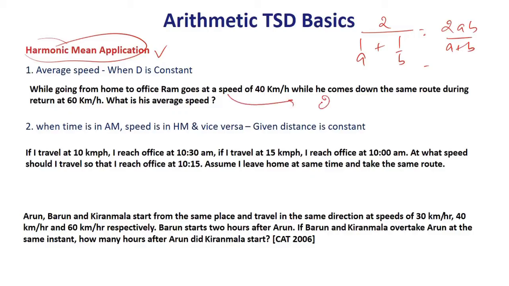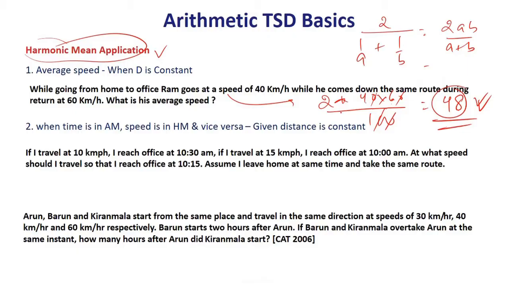So you just apply it here: 2 into 40 into 60 upon 40 plus 60. So this becomes 100. And if you divide it, this becomes 4 into 6, so let's take it 100, and this 0, 0, 0. So 4 into 6 is 24, into 2 is 48. Therefore, the average speed in this case is 48 and not 50.